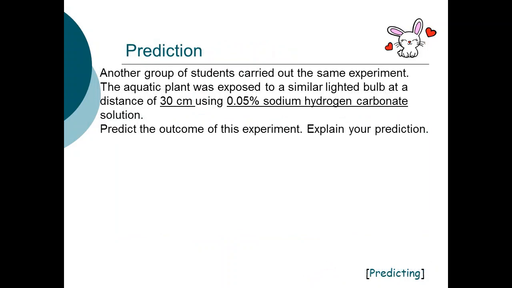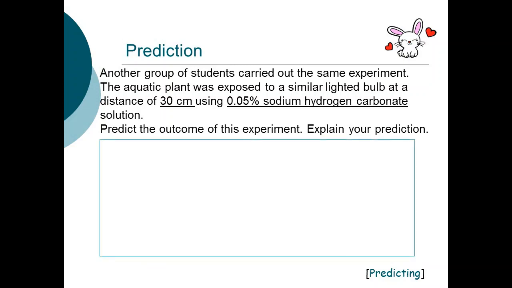Now, prediction. Another group of students carried out the same experiment. The aquatic plant was exposed to a similar lighter bulb at a distance of 30 cm. Using 0.05% sodium hydrogen carbonate solution. Predict the outcome of this experiment and explain your prediction. So this is another homework.